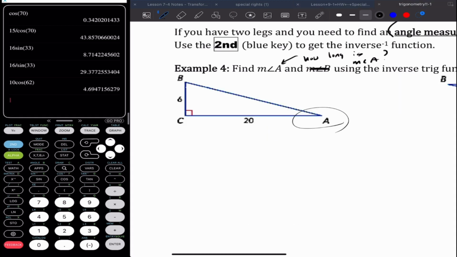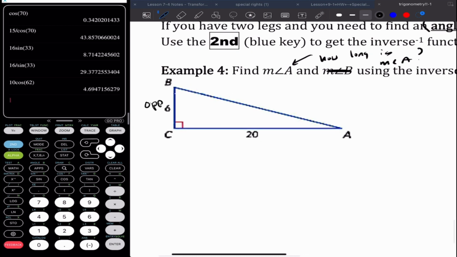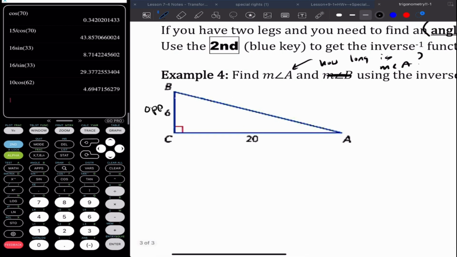Angle A being my angle of reference. I gotta label my figure. I have opposite, and this is the hypotenuse, and this is adjacent. So, SOHCAHTOA. 6 is my given information, 20 is my given information. We have opposite, adjacent. That means we're using tangent.